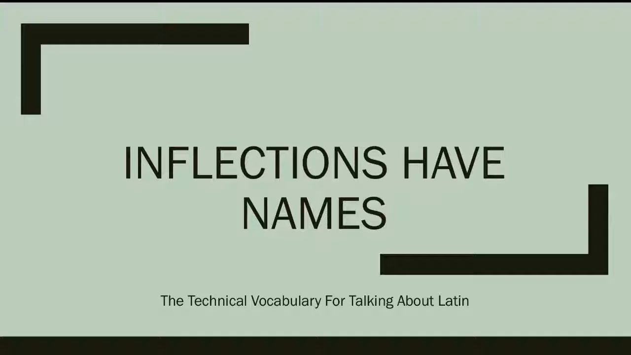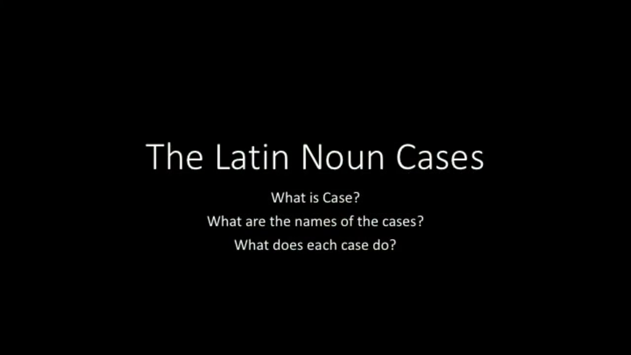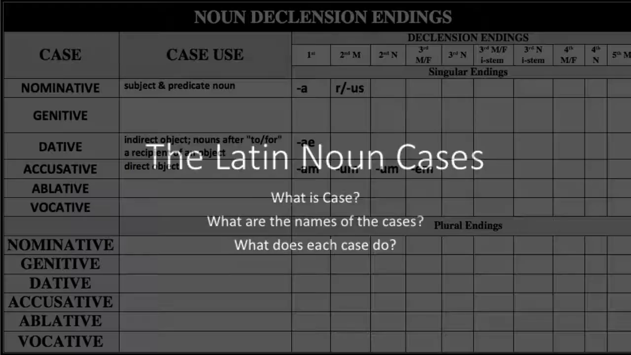In this lesson, we will be learning the technical jargon used to talk about the Latin language. Now let's define case. Case is a grammatical term used to talk about the use of a noun in a sentence. It is often associated with a specific inflection. Let's see how that works with what we already know.